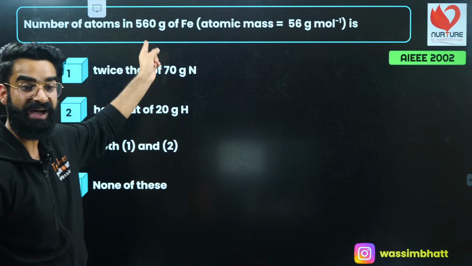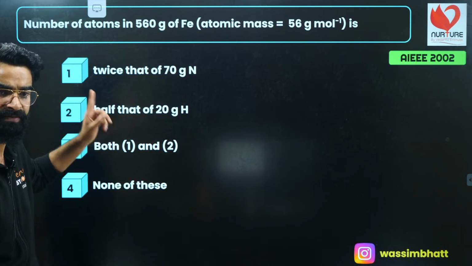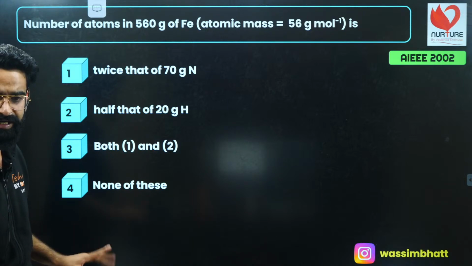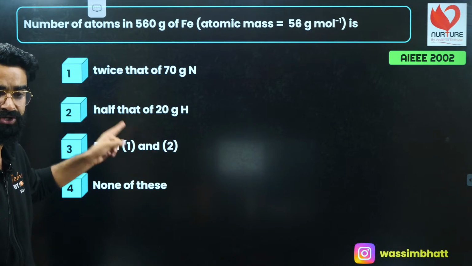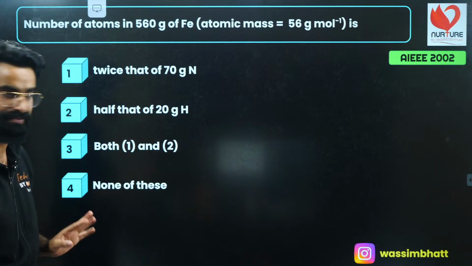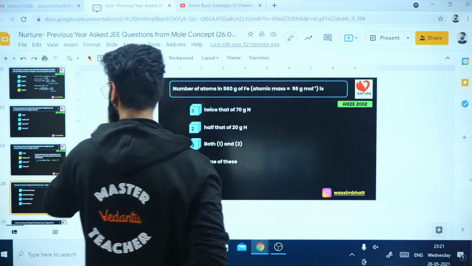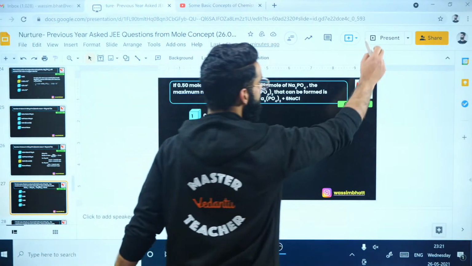Number of atoms in 560 grams of iron is twice that of 70 grams of nitrogen, half that of 20 grams of hydrogen, both A and B, none of these, right? You guys are going to give it a try and let me know the answer of this question in the comment box once the session ends, yeah? I'm not going to show you this question because it's a very simple and ordinary question. I've shown you these sort of questions in detail, yeah? Just have a look at this question.